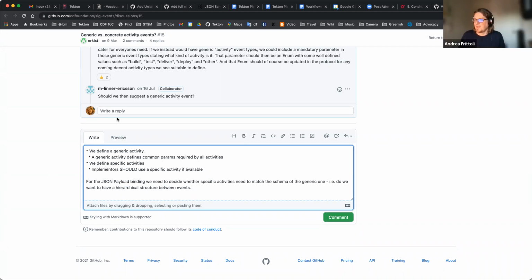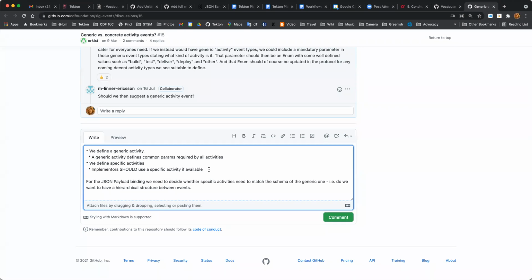Okay. Yeah. But I think at the level of this discussion, saying that a generic activity defines common parameters that are required by all activities kind of implies this hierarchy. And I think that was my question. Is it something we can agree on? And whether and how this maps into JSON schemas or validation of events may be specific to the JSON payload binding, and maybe that's a discussion we can reserve for when we design that part. I agree. Yeah, sounds good.